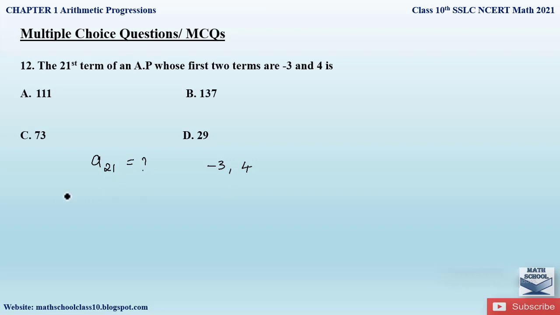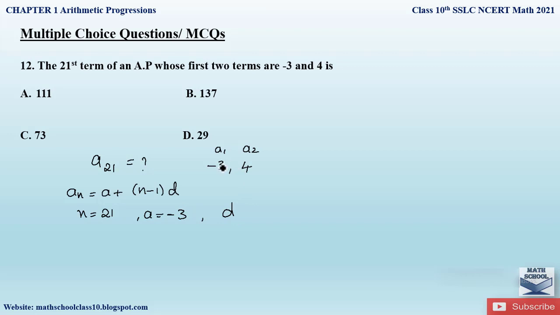So we will use here the nth term formula, which is given by an is equal to a plus n minus 1 into d. So here n value will be 21 since we have to find out the 21st term. Then what will be our a value? A value is the first term of the AP. So here they have given us the first two terms, that is a1 and a2. A will be equal to our first term, that is, a value will be minus 3. And what will be the d value?